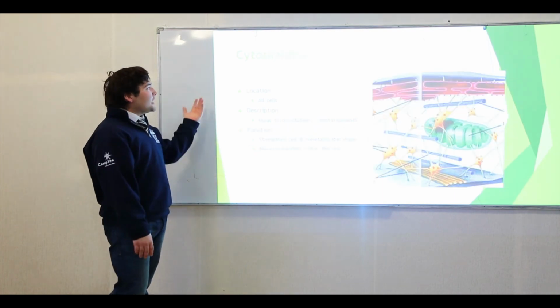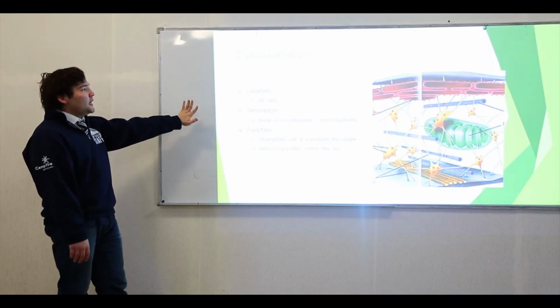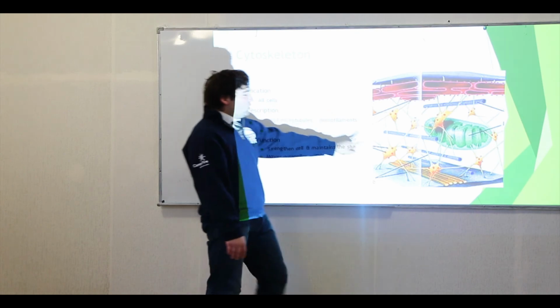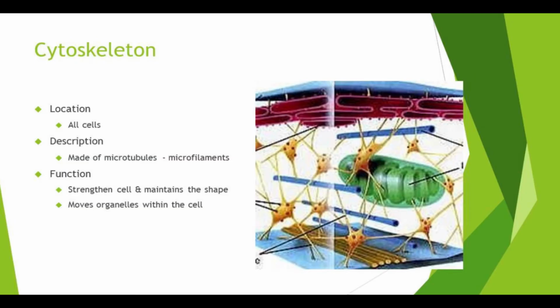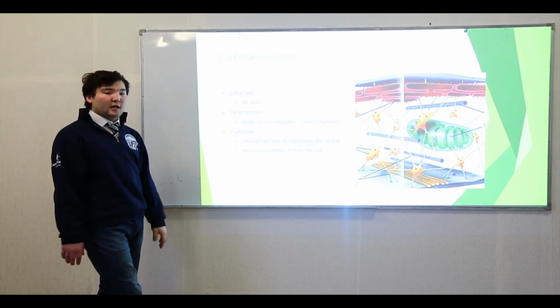Next, cytoskeleton. As we already mentioned, the cytoskeleton can be found within the cytoplasm. Because of this, the cytoskeleton can be found throughout all cells, even in prokaryotic cells. The short description of the cytoskeleton is that it is made of microtubules and microfilaments, as you can see in the picture. This is the microtubules and this is the microfilaments. The function of the cytoskeleton is to strengthen the cell, maintain its shape, and move organelles within the cell.